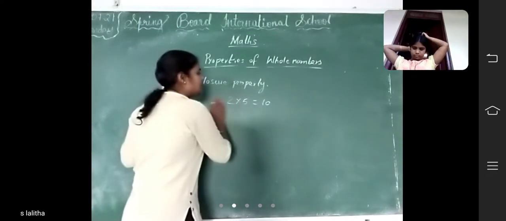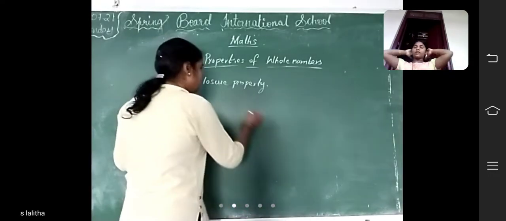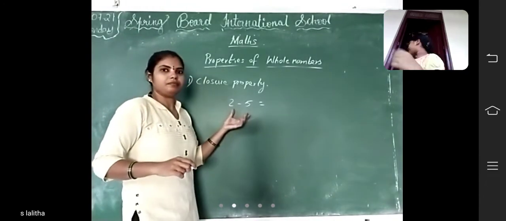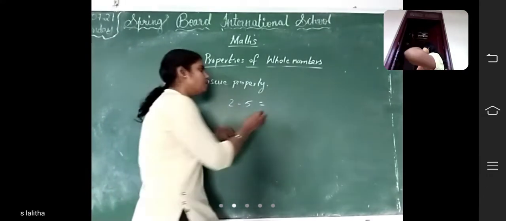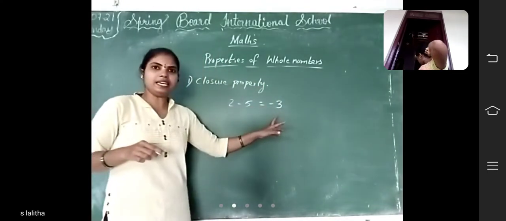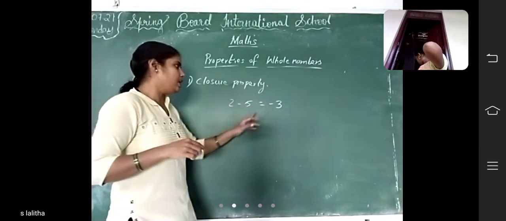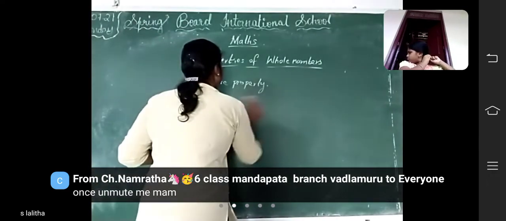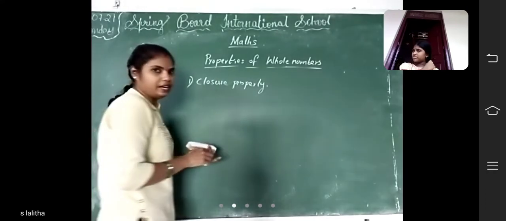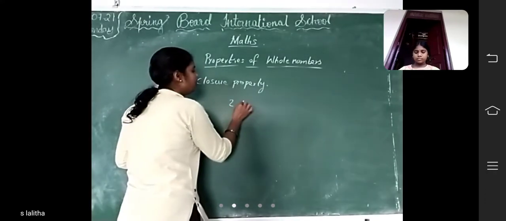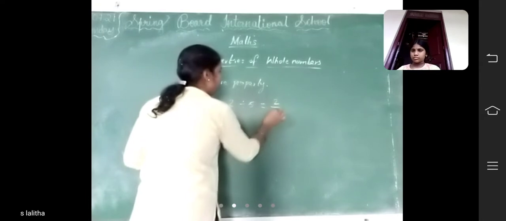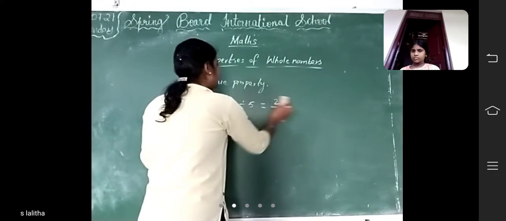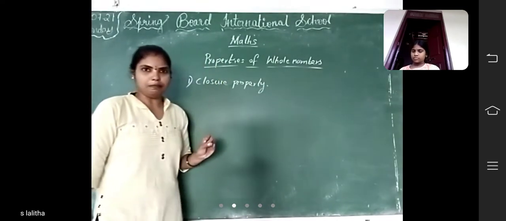Is it satisfied under subtraction, children? Closure property. Let us look. 2 minus 5. Both are whole numbers. 2 minus 5, how much? Minus 3. Minus 3 is a whole number, children? No. So it is not satisfied under subtraction. And it is also not satisfied under division. 2 divided by 5. How you can write 2 by 5? 2 by 5 is a whole number? No. So closure property is satisfied under addition and multiplication only.